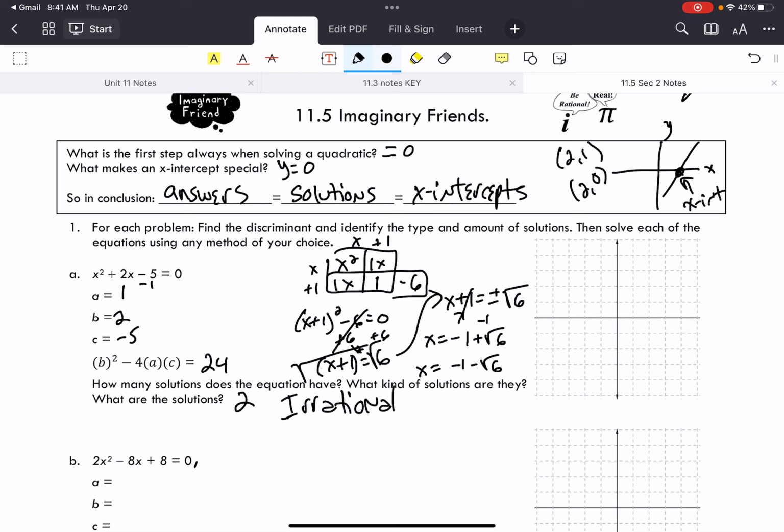If you're still struggling with that, I'd love to help you outside of school sometime, but we can't spend too much time because that's what we've done. We've been working on that for 2 units. So I went a little fast.